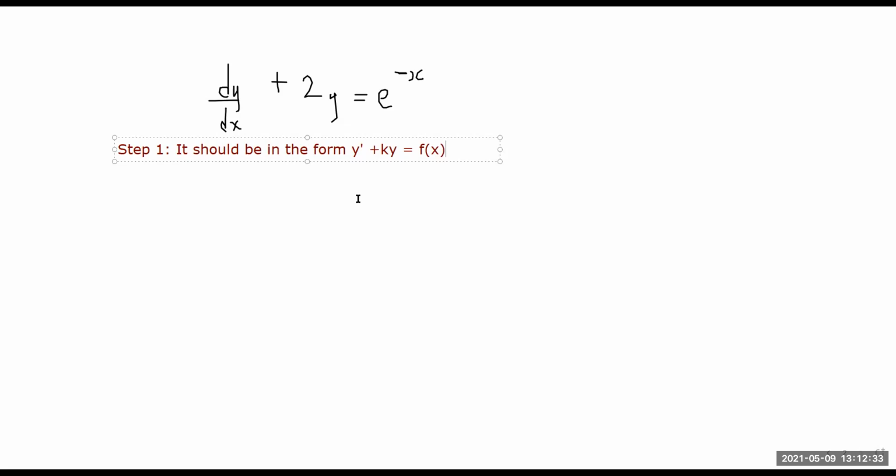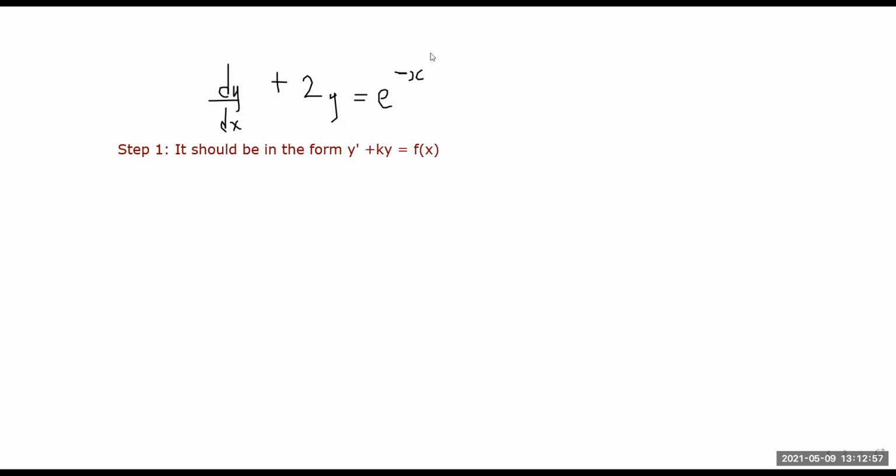No. Why is it not in standard form? Because is dy by dx f of x? Wait, it is in standard form. This is y prime. Your k is 2. y is y. Your f of x is e to the minus x. Why is it not in standard form? It is in standard form. So we now have to do nothing.